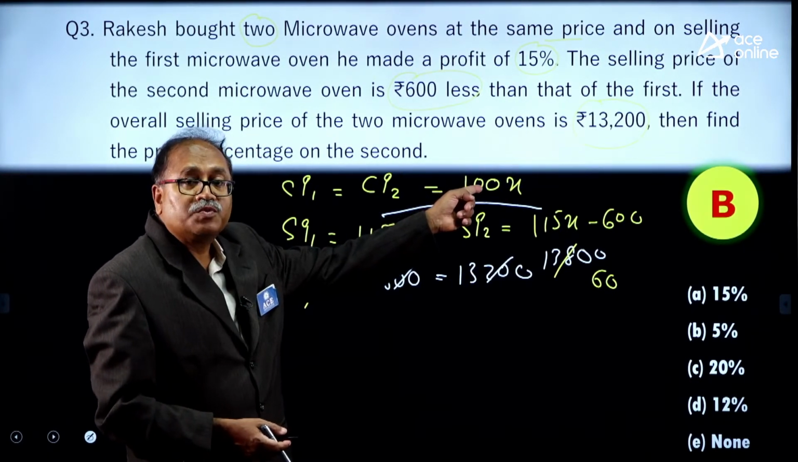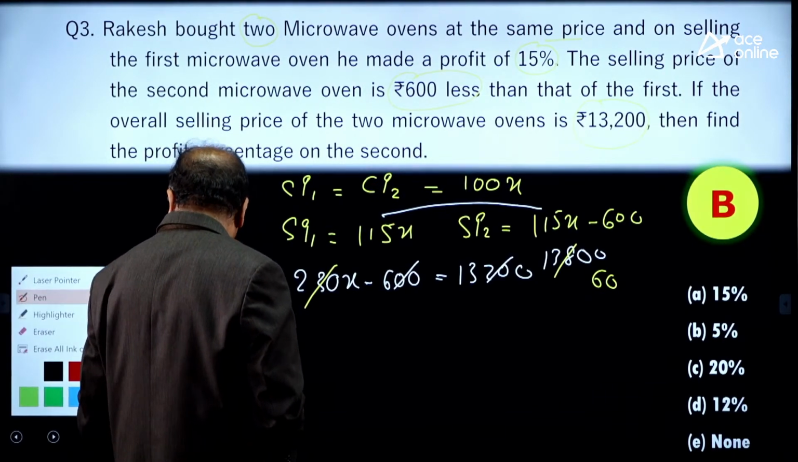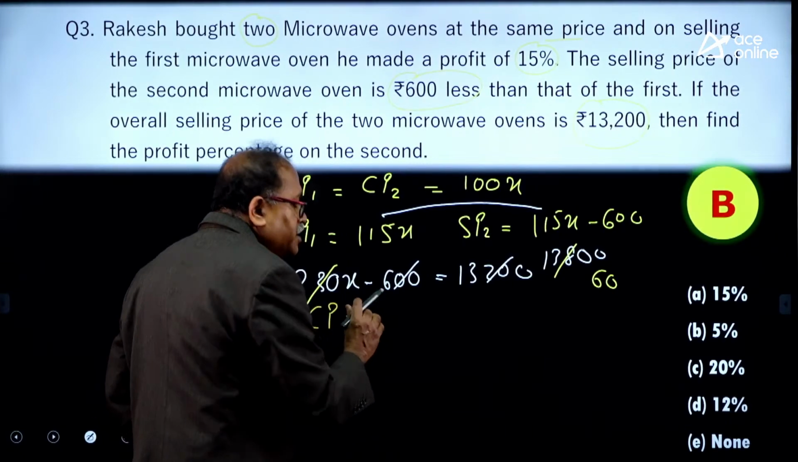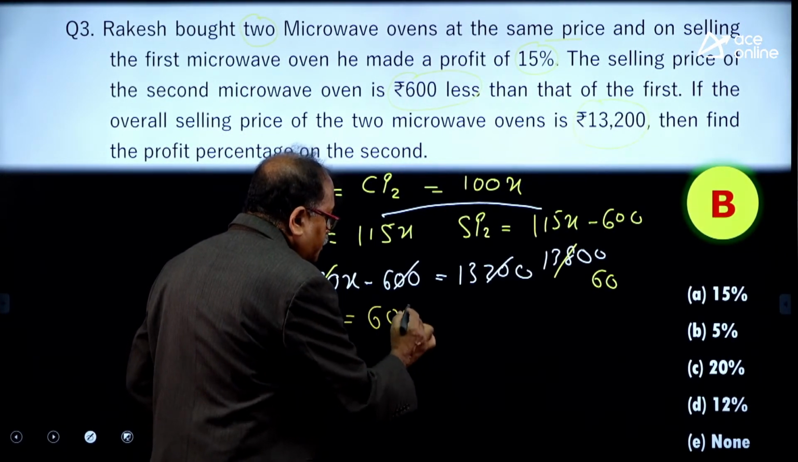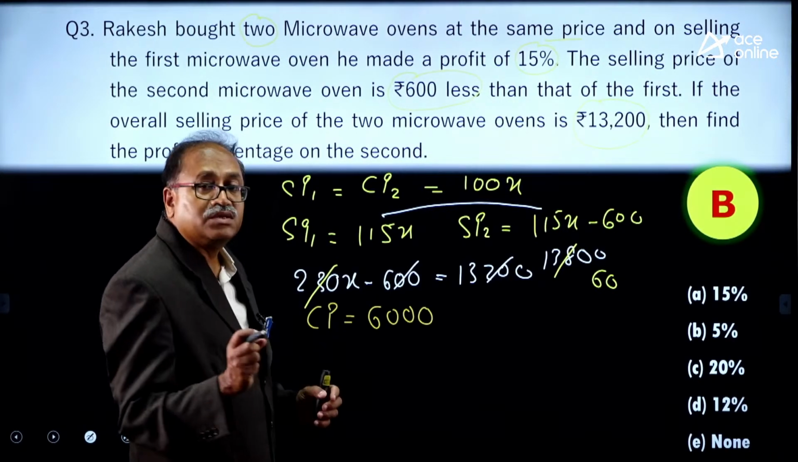So, I got that x is equal to 600. Then what is my cost price? The cost price is 6000. So, CP is 6000. I am separately writing over here. You do not need to write all these things while you are writing the exam, or even in the practice. It is only from the explanation point of view that I am writing here that CP is 6000.